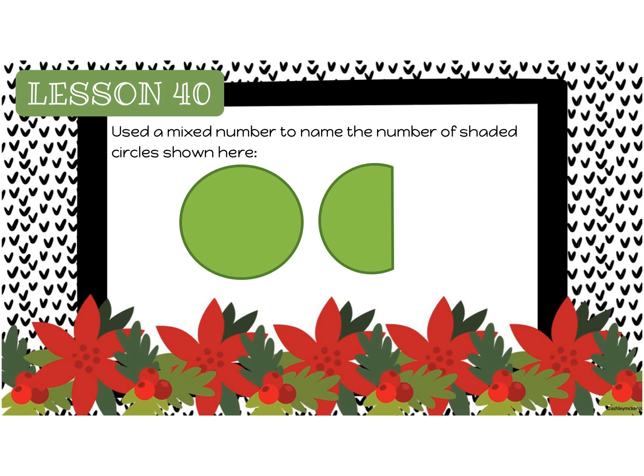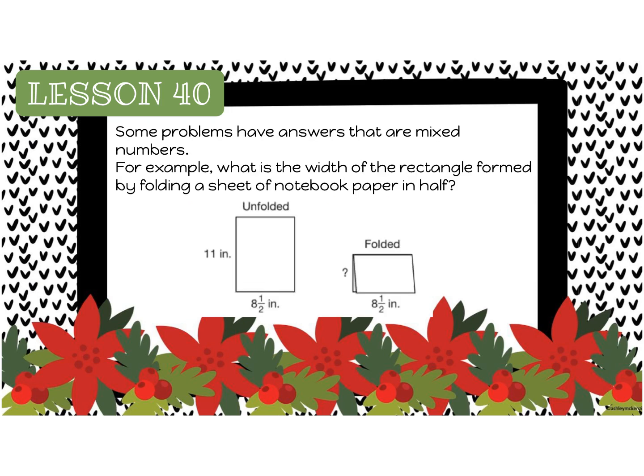Bowen: 1 and 1/2, which looks like 1 and then 1/2. The whole number is always bigger. The fraction always goes after the whole number. Okay, some problems have answers that are mixed numbers.